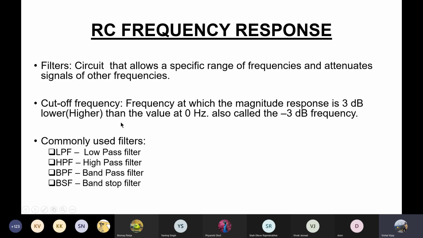That is cutoff frequency. Cutoff frequency is the frequency at which the magnitude response, a part of the frequency response, is 3 dB lower than the value at 0 hertz, or it can be higher than the value at 0 hertz. Because when we talk about a high pass filter, we will see that the 3 dB value is higher than the 0 hertz frequency. It is also called the minus 3 dB frequency, because at this point the response of the filter is approximately minus 3 dB relative to the 0 hertz frequency, whatever the amplitude is at 0 hertz.